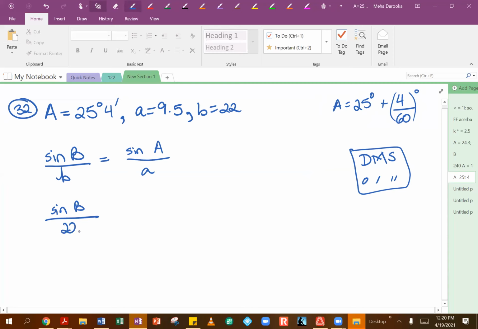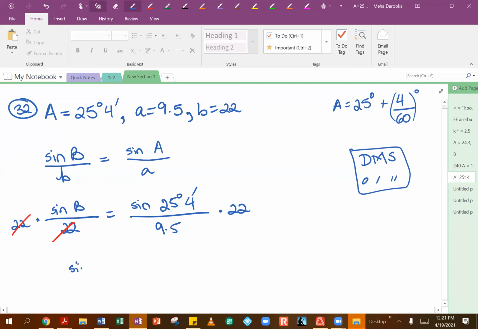So you are finding sine of B. Our side B is 22. This would be sine of 25 degrees and 4 minutes over side A, which is 9.5. And then, of course, to isolate that sine of B, you would multiply both sides by 22.